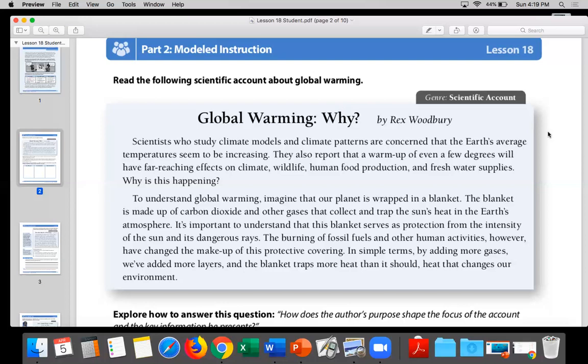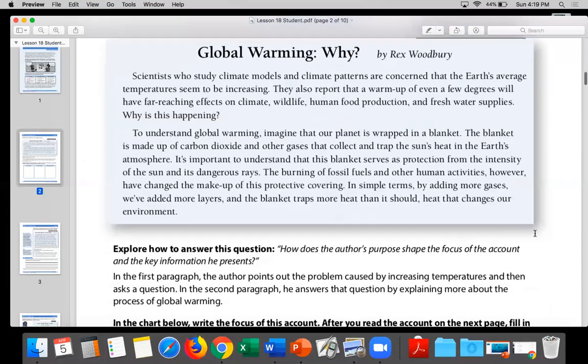I don't know about y'all, but when I read this, this really gives me a picture of what global warming is like, okay? The use of the blanket scenario that the author writes about really helped me envision what global warming does.